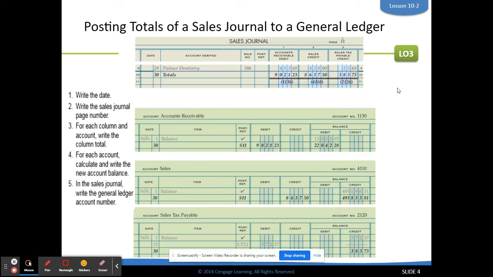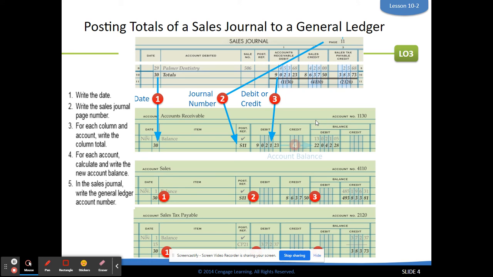So just like before when we were posting from the purchases journal, you're just going to go line by line in the general ledger. So the first one is accounts receivable. That's going to be debited. Then sales is going to be credited. Then sales tax payable is credited. Then we're going to put the journal number, so S11 for sales journal 11. We're going to debit or credit depending on what the heading is under the account listed in the sales journal. So again, debit, credit, credit. Update the balances and then put the account numbers underneath in parentheses.